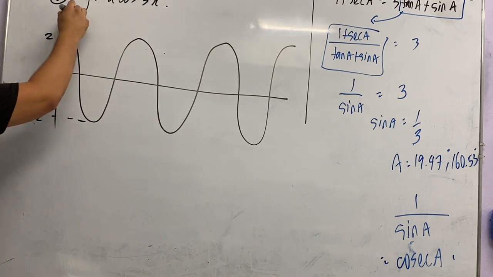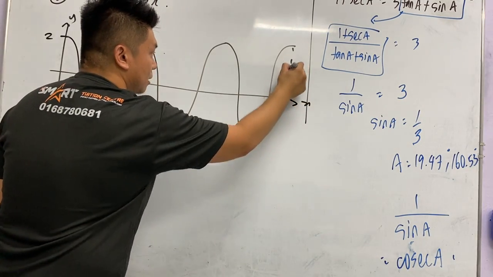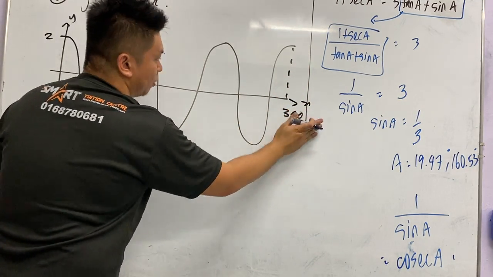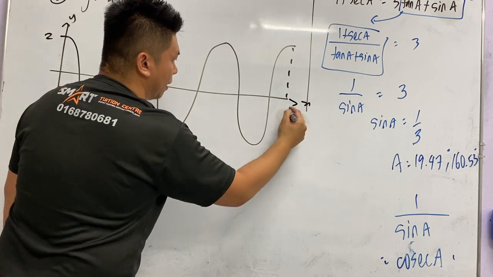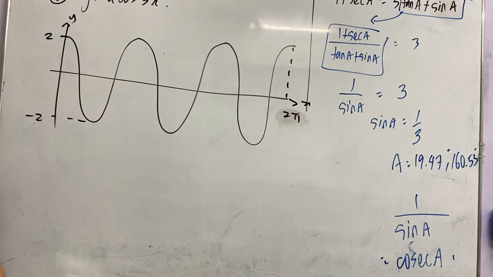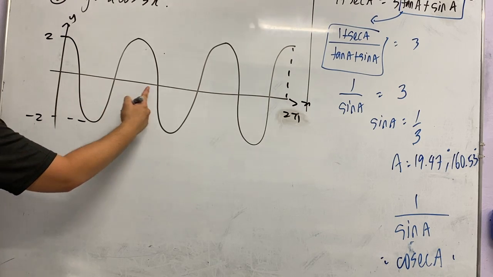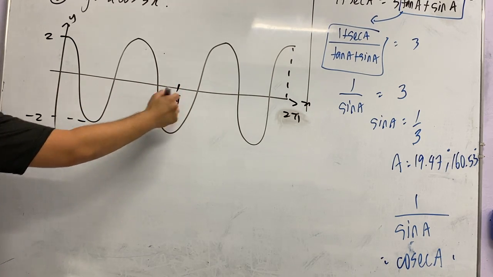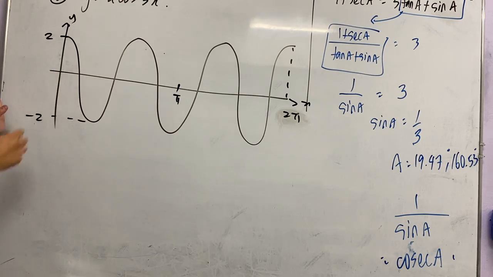Okay, agree ya? This is your y, this is your x. What is the value here? 360 ataupun dia bagi 2 pi kan dah? So this is 2 pi, the final value is 2 pi. So what is your pi? Sini. Pi kan? Ya. So, kamu label macam ni dah.